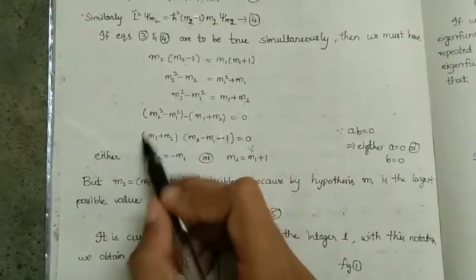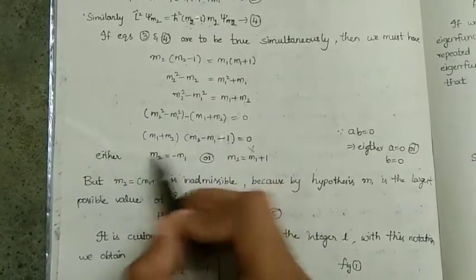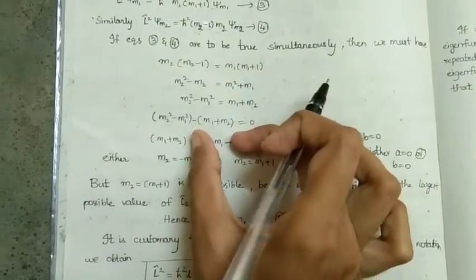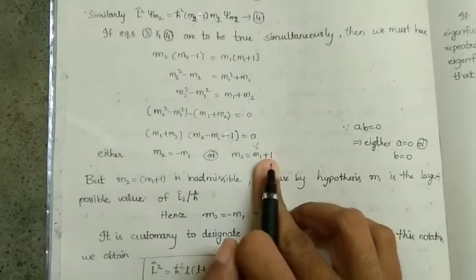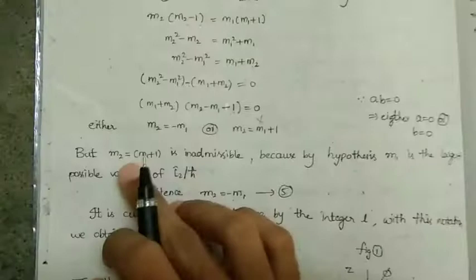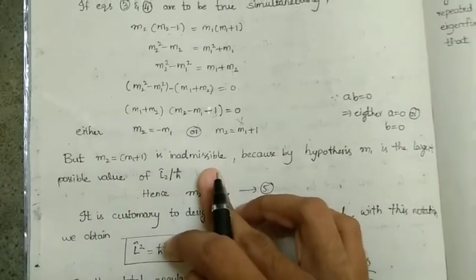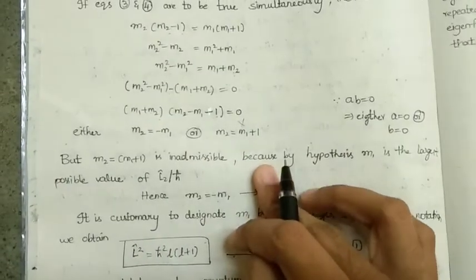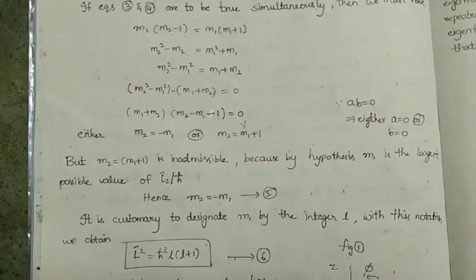So let's consider this first. If this is equal to 0, then we would have m2 equals minus m1, as this m1 would go to that side. And if we equate this term to 0, we would have m2 equals m1 plus 1. These are the two possible cases we have. Another important thing is that m2 equals m1 plus 1 is not acceptable, that is, it is inadmissible, because by hypothesis m1 is the largest possible value of Lz by h cut.